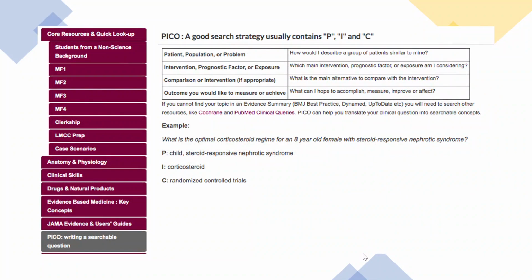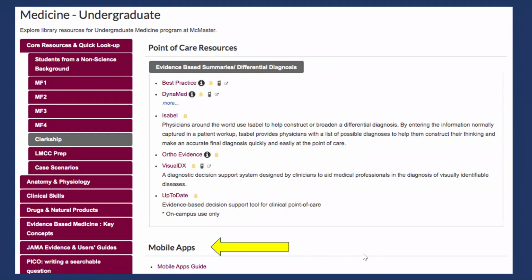One last point I would like to mention before moving on relates to framing your patient care question. PICO is a framework used to develop quantitative questions for research projects or for searching topics in point-of-care resources. The example before you illustrates how a question may be broken down into searchable components. Returning once again to the Clerkship page, you will find a link to our mobile apps guide below point-of-care resources. All resources with mobile apps are available from this guide.